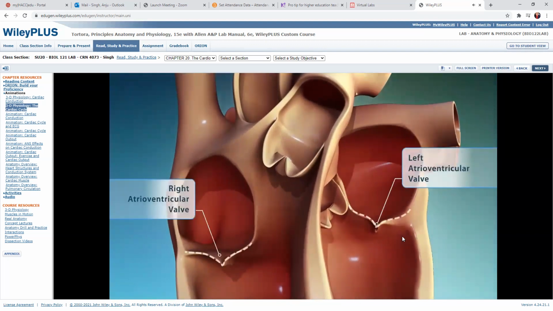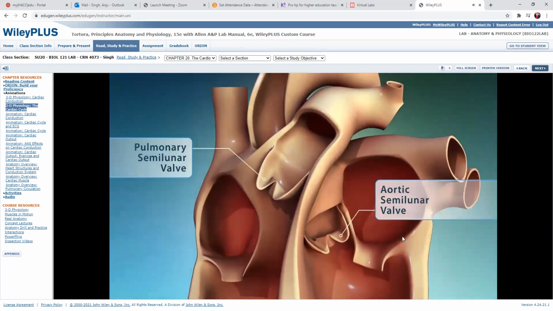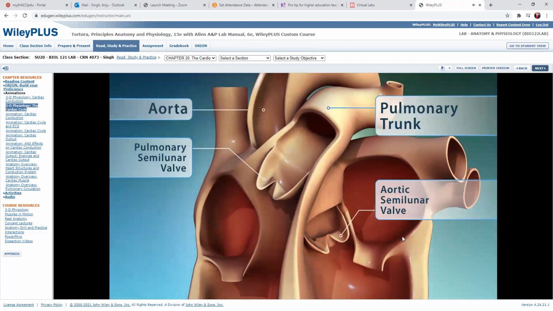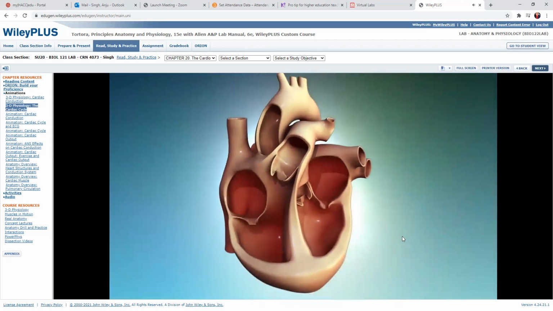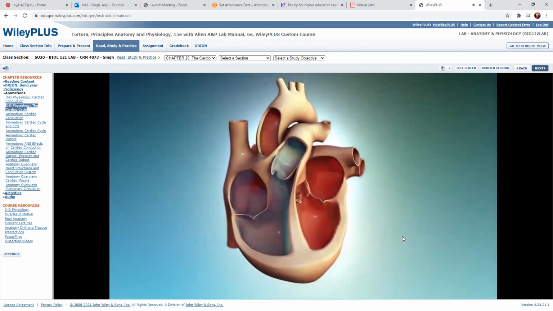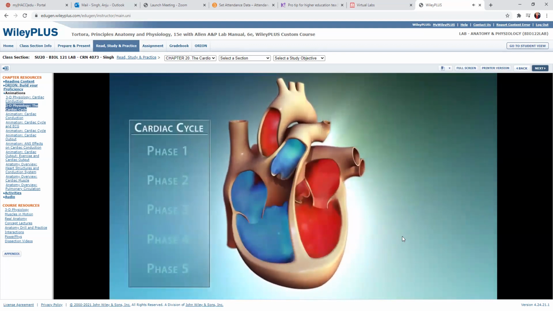The atrioventricular valves prevent blood from flowing back into the atria during ventricular contraction. The semilunar valves prevent the flow of blood back from the pulmonary trunk and aorta into the relaxed ventricles. When heart valves close, vibrations occur within the ventricles and blood vessels that can be heard through a stethoscope. The cardiac cycle has 5 phases and includes all of the events that occur during a single normal heartbeat.